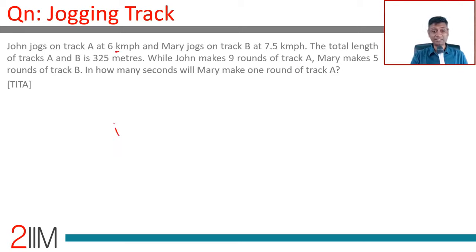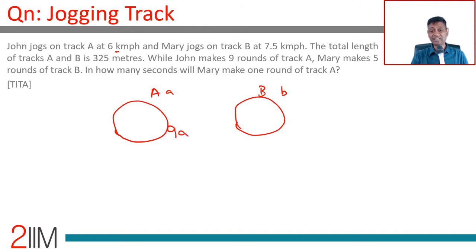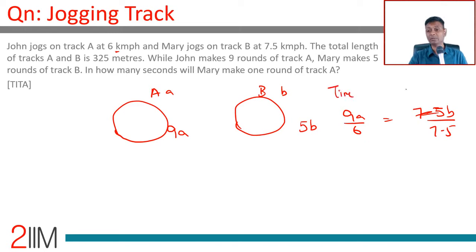When John makes, this is track A, let's say length is A, this is track B, total length is B. John travels 9A, at the same time Mary travels 5B. John will take 9A by 6 as a time. Mary will take 5B by 7.5, because the speed is 6 km per hour and 7.5 km per hour. So time taken would be equal, because while John makes 9 rounds, Mary makes 5 rounds.